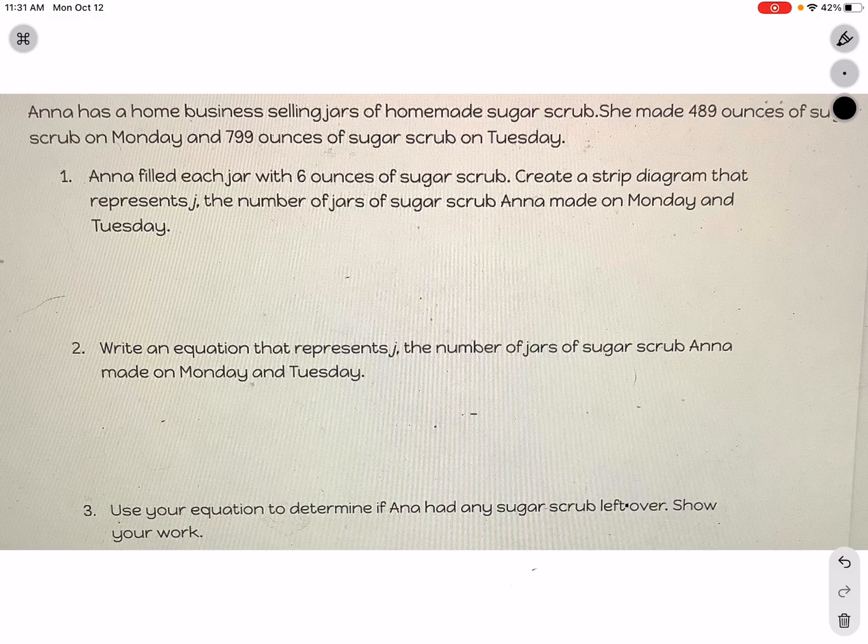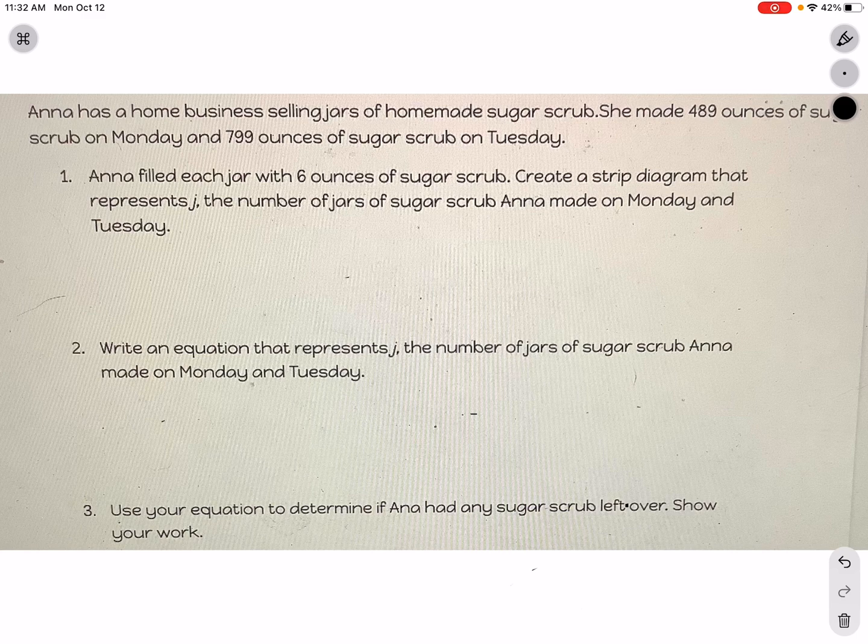Hello, it's Mr. Williams. We're going to work another problem here today, a multi-step problem. Anna has a home business selling jars of homemade sugar scrub. She made 489 ounces of sugar scrub on Monday and 799 ounces of sugar scrub on Tuesday.